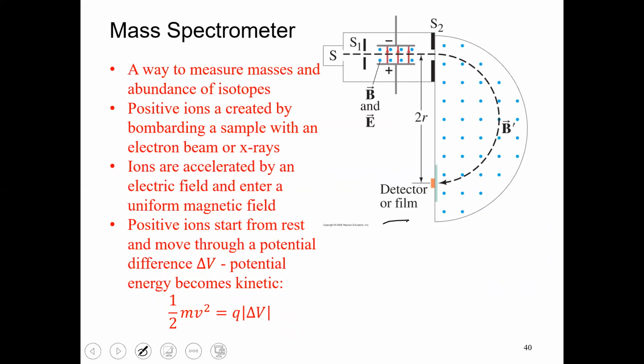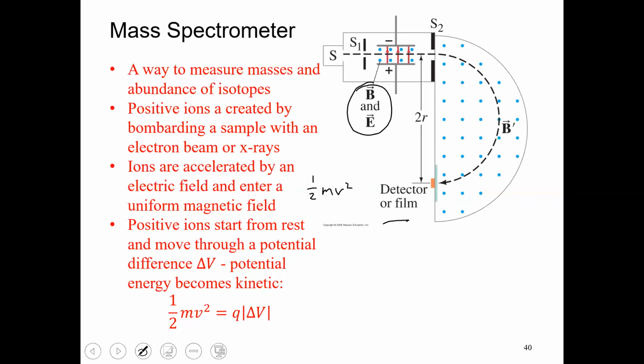So you create some positive ions, you either hit a sample with an electron beam or X-rays, then you accelerate those ions through an electric field to get them moving. And remember, you just turn potential energy in an electric field into kinetic energy. We'll call it 1/2 mv squared for our kinetic energy from our potential energy. And then they enter this velocity selector. So we have crossed fields here in this velocity selector, so we know what speed they're going.